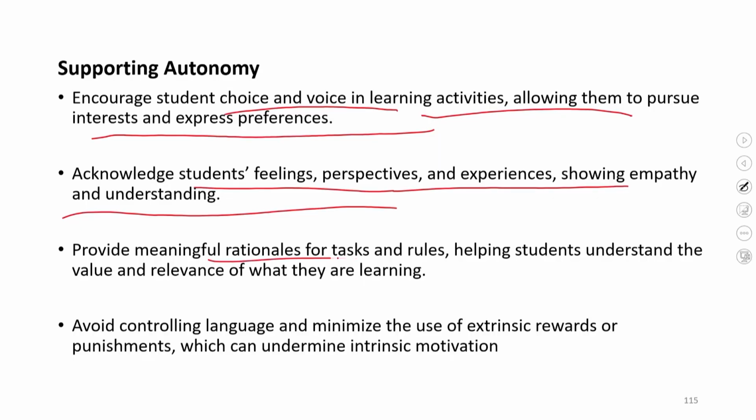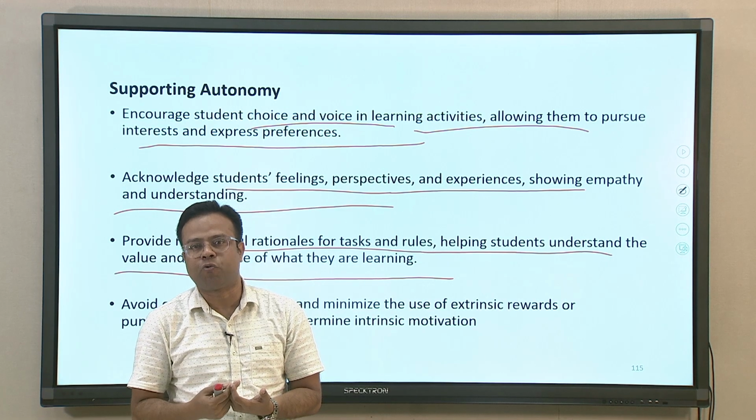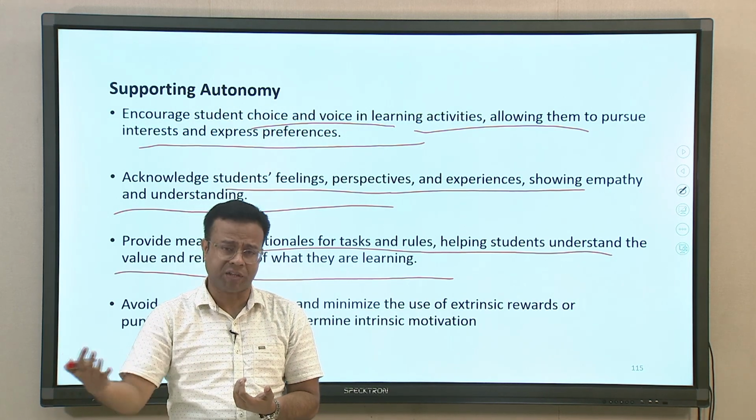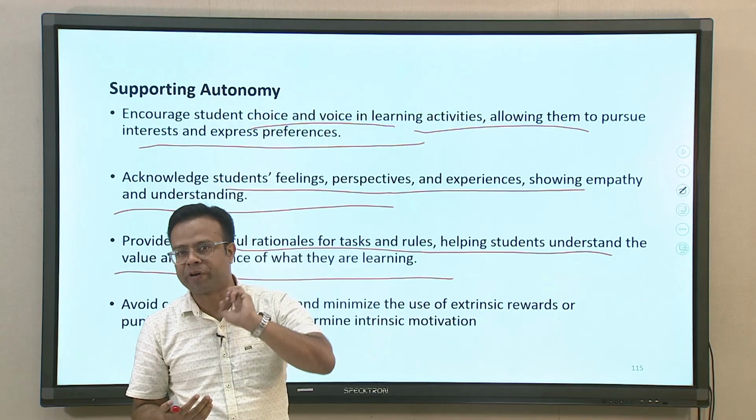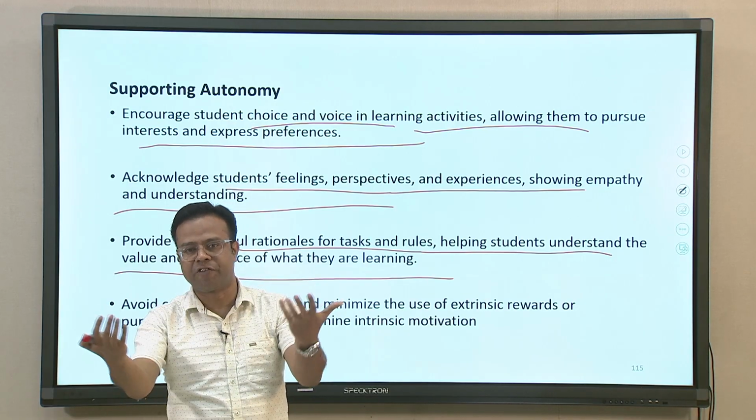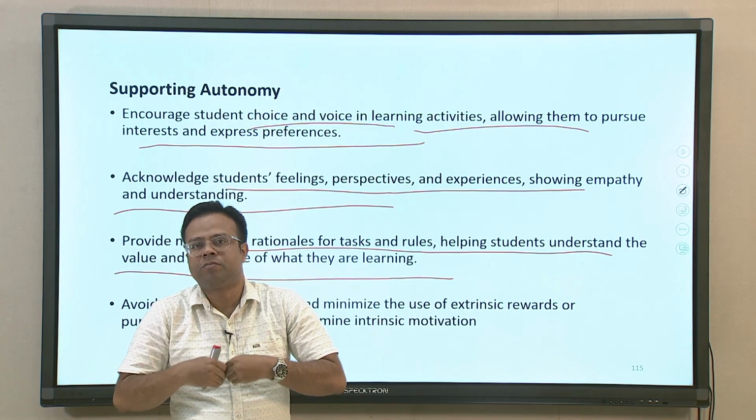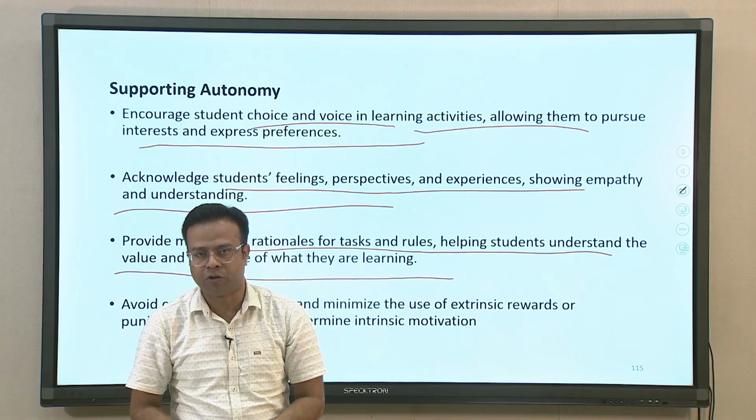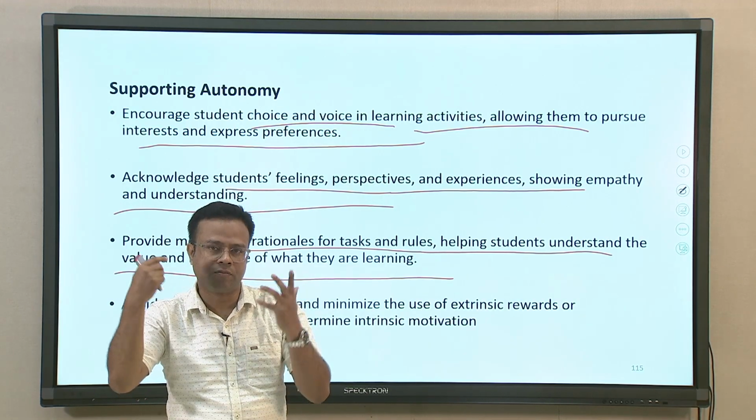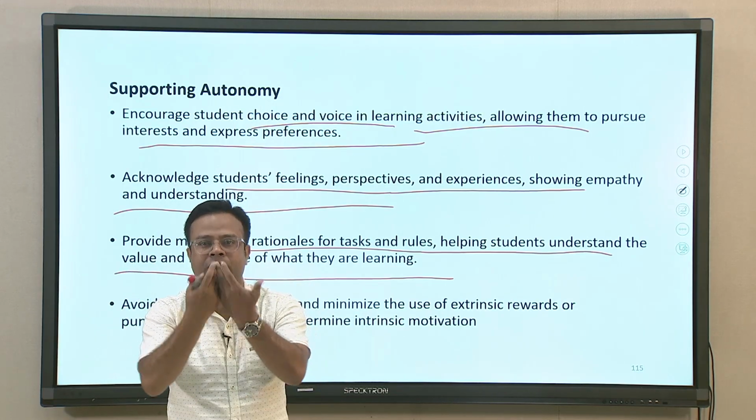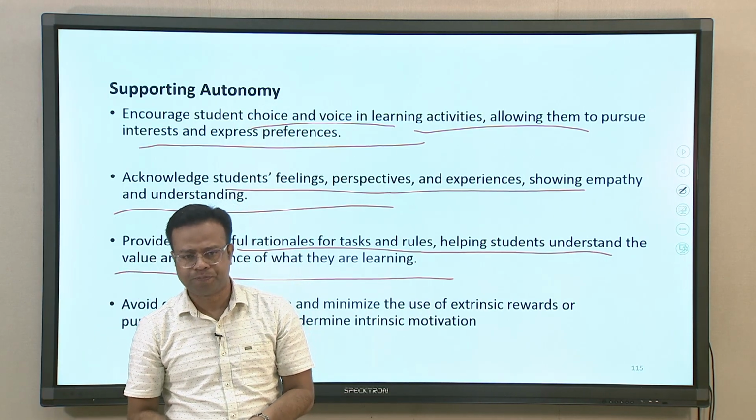Providing meaningful rationales for tasks and rules, helping students understand the value and relevance of what they do. So, for autonomy support, one of the important things is that students should understand why they are learning something, why they are doing something. So, the more we give rationales and reasons why this particular topic is important, what is its significance, the student will be more interested in learning that if they understand the value of it. So, they will be more autonomously engaged in that task.